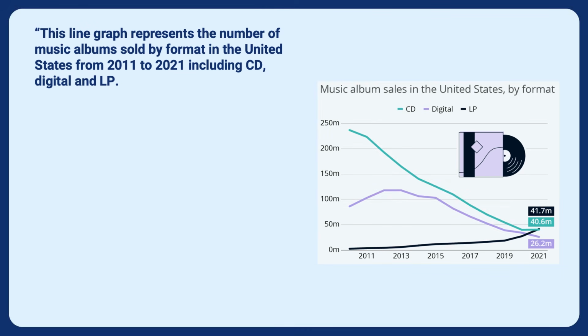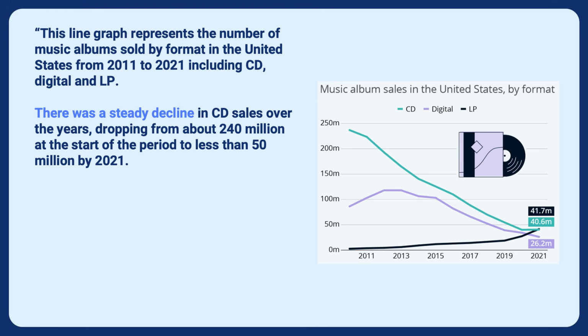Okay, I'm now going to do a full describe image answer for you and put it all together. Listen to the various sentence structures and phrases I've just shown you. Listen for there was, adjective, noun, and verb, adverb combinations. This line graph represents the number of music albums sold by format in the United States from 2011 to 2021, including CD, digital, and LP.